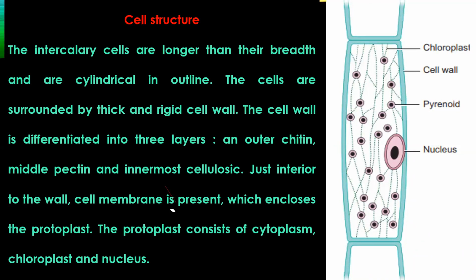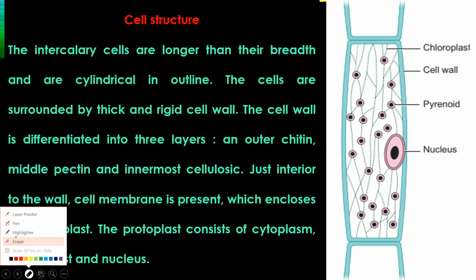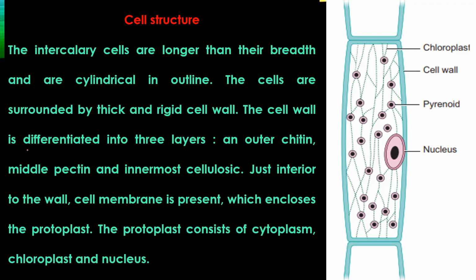This is very important. Please read each word with full attention. The intercalary cells are longer than their breadth and are cylindrical in outline. So these are the two key words that you have learned. They are longer than their breadth and they're cylindrical in outline. This is the structure. This is a very simplified diagram. So please practice this for your exams. The cells are surrounded by a thick and rigid cell wall. Okay, this is the thick and rigid cell wall.